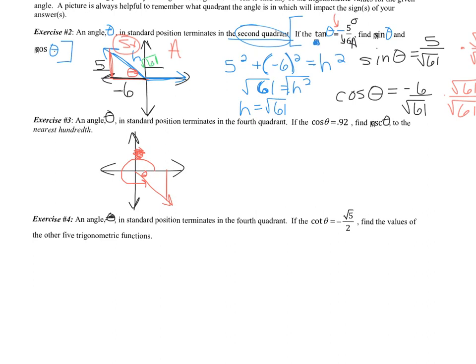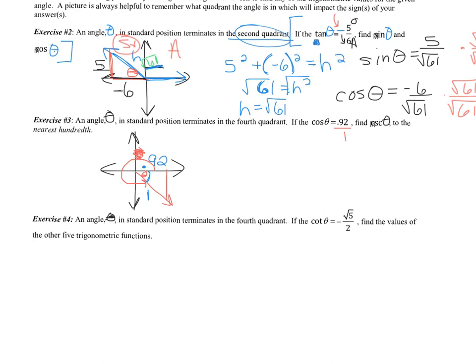So it says the cosine of theta is 0.92. So I'm going to put that over 1, and I'll use that as my sides. So the adjacent side should be 0.92 to this angle, and then the hypotenuse should be 1. And just a note here, this is not the unit circle.